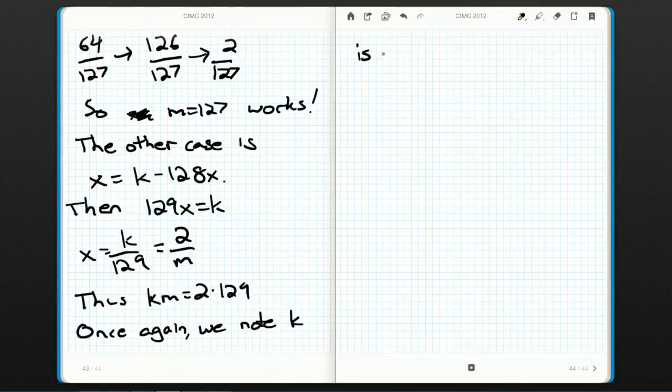So once again, we make the observation that k is even. It helped us out last time. It narrowed down the choices of m we could make.